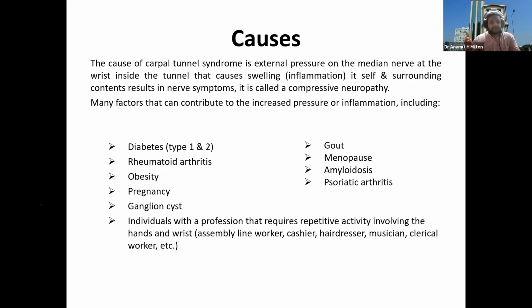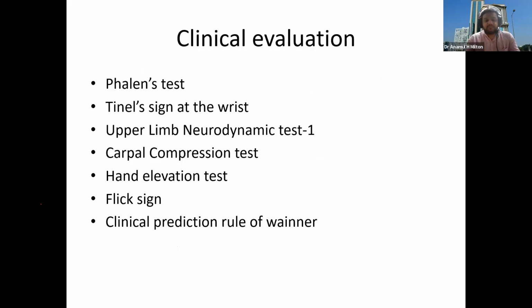Okay, there are also some diseases to consider in case of CTS, like diabetes, rheumatoid arthritis, obesity, pregnancy. Sometimes a ganglion cyst is there, which also causes compression from the outside, and sometimes gout, menopause, amyloidosis, or psoriatic arthritis.